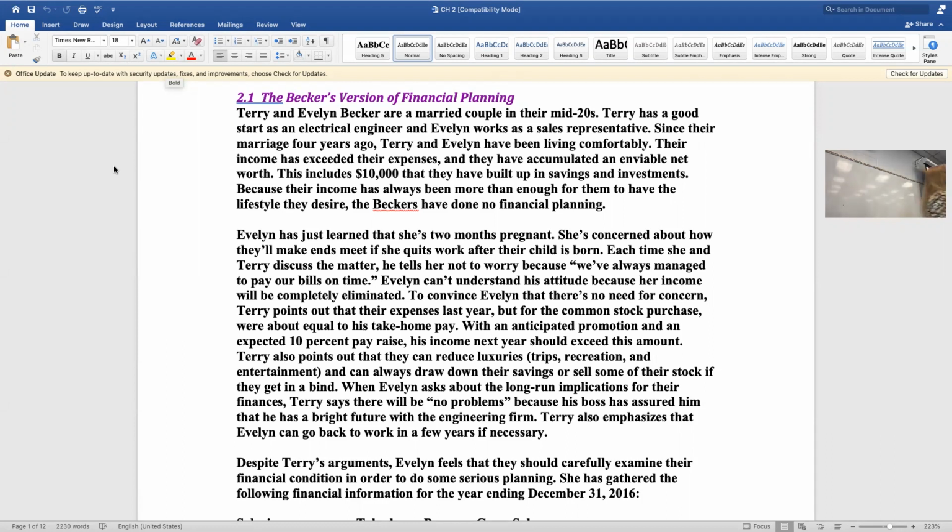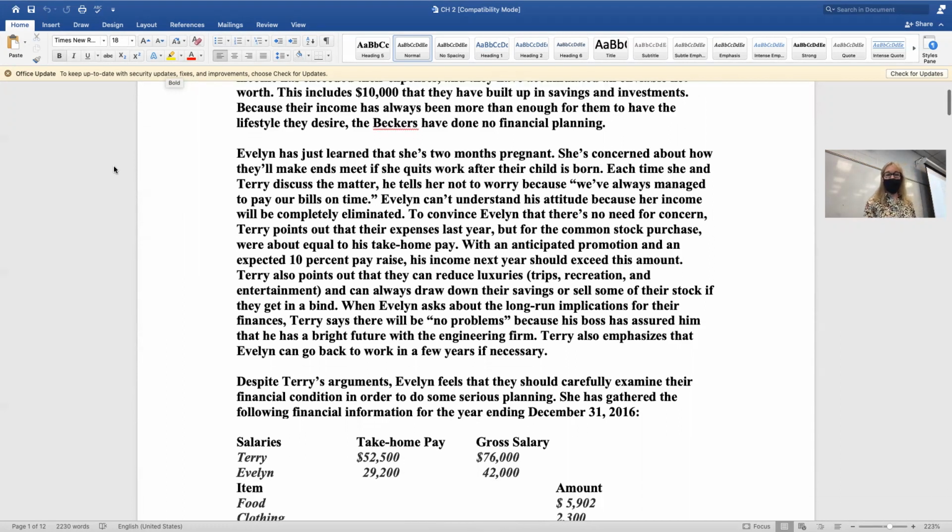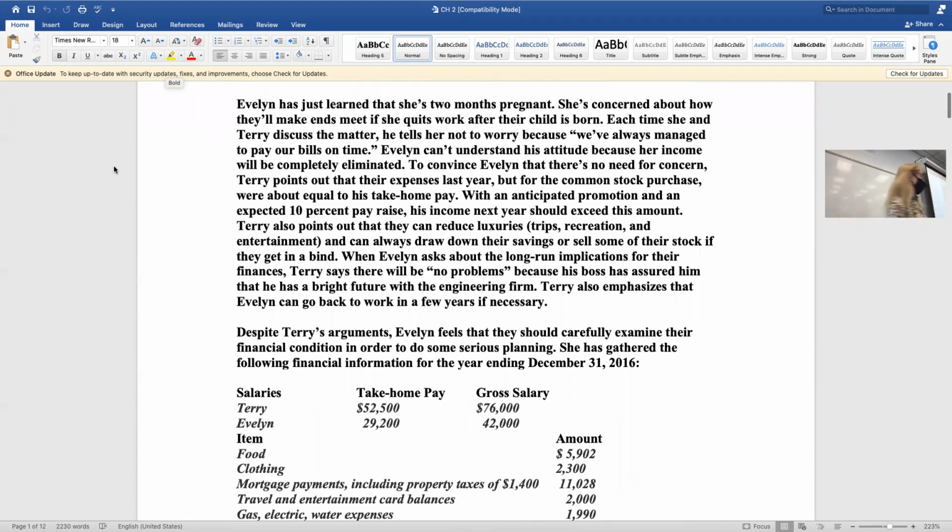Okay, so you don't have to use the worksheets, but I made it as a Word worksheet, and that's fine. So anyway, here's their gross salary and take home salary. So he makes 76 gross, she makes 42 gross. She's going to have to take off work when she has a baby, and she's freaking out about that. And he's saying, it's no big deal. Don't worry about it, we'll work it out. So she's kind of stressed out about that.